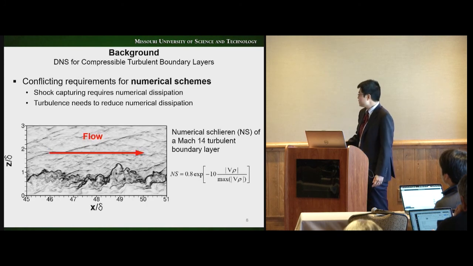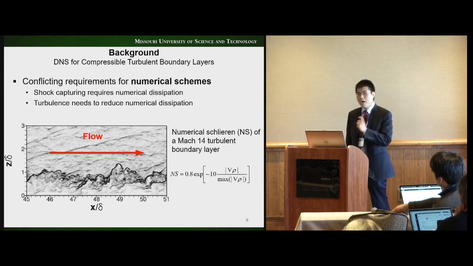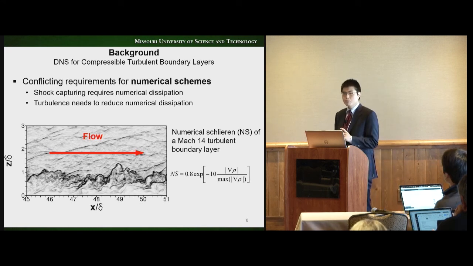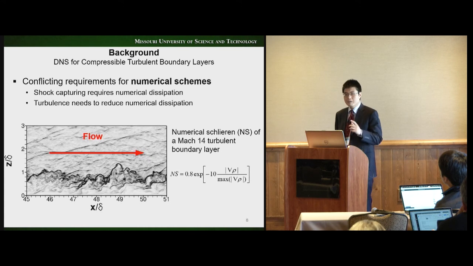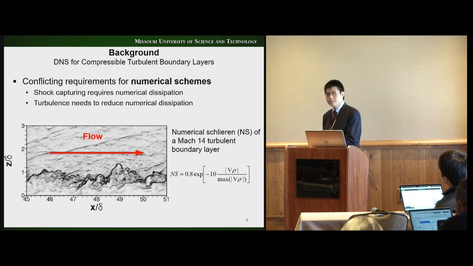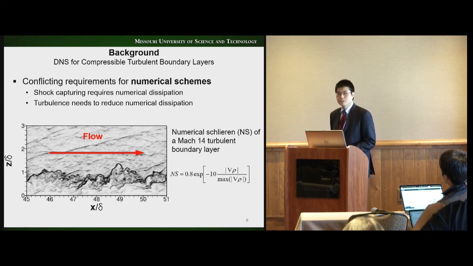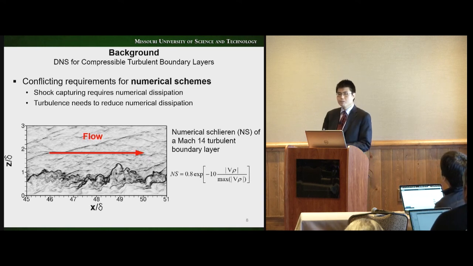All right, so dealing with supersonic flow, we have a specific challenge. We want to design our numerical scheme to have high resolution to capture the turbulence field, okay? But in the meantime, we have to do shock capturing to deal with the density gradient due to the shock wave, because in the supersonic case, the flow is not smooth. So we have to add dissipation. So it's a conflicting requirement for your numerical scheme.